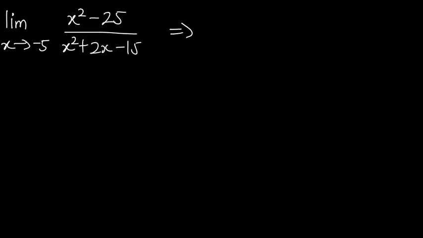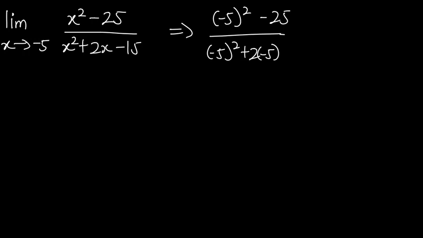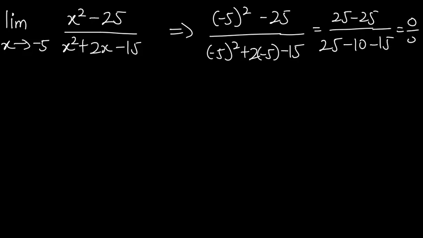Okay, so for this also, if you try direct substitution, you're going to have minus 5 squared minus 25, divided by minus 5 squared plus 2 multiplying minus 5 minus 15. Okay, if you do this, you're going to have 25 minus 25 divided by 25 minus 10 minus 15, which will give us a value of 0 divided by 0. And then this is what we don't want because that's not an answer. So you have to find a way to simplify the expression as much as possible.